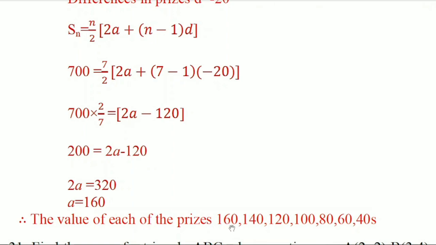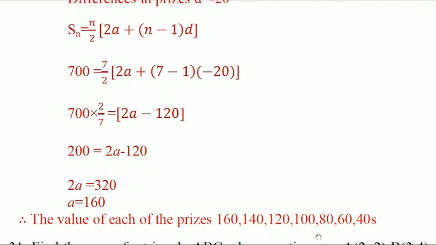Then they are asking for the preceding number. Preceding price means we are going to subtract, that means minus 20, minus 20. Preceding number means the number before, which we call the preceding number. So the value of each of the prices is 140, 120, 100, 80, 60, 40 rupees.